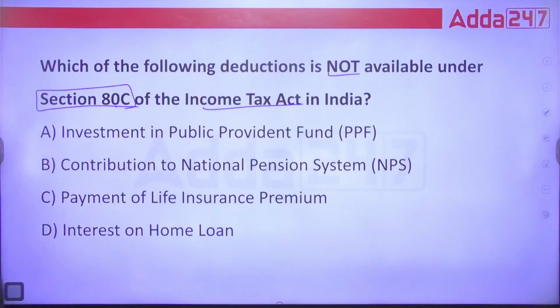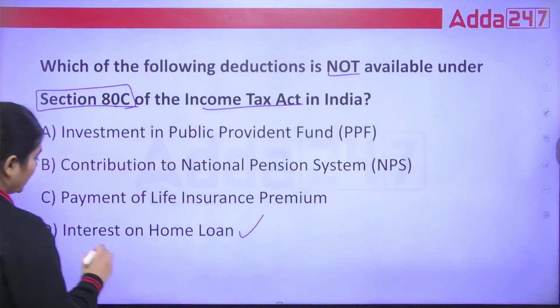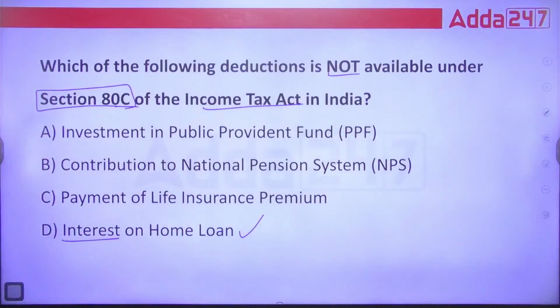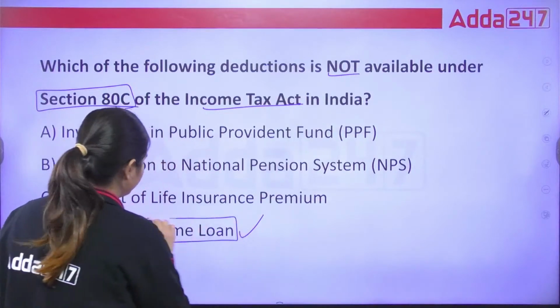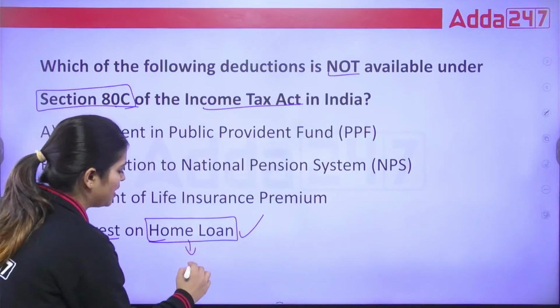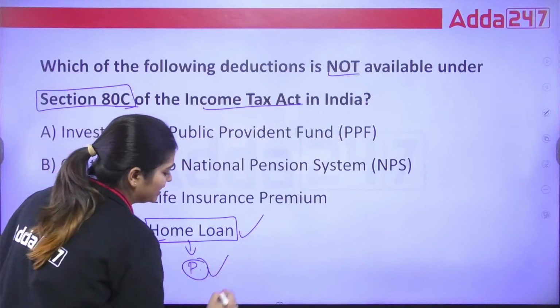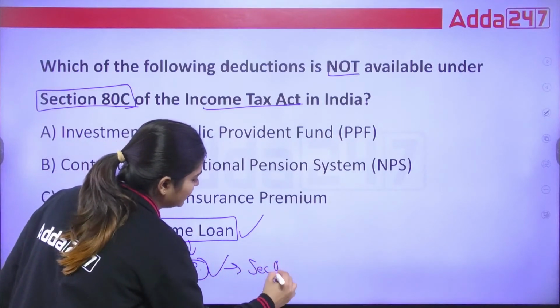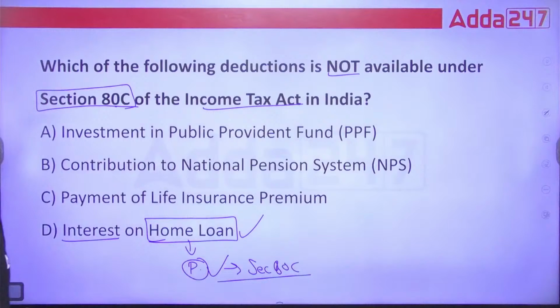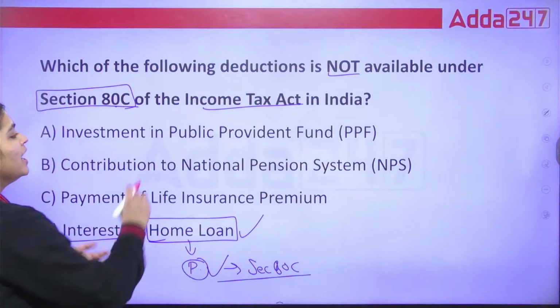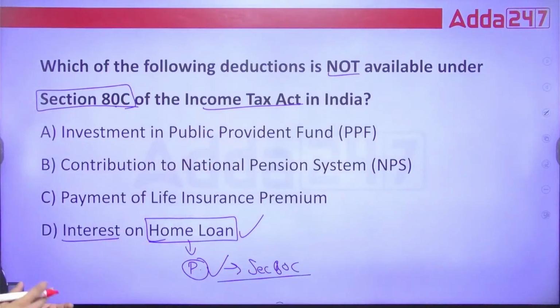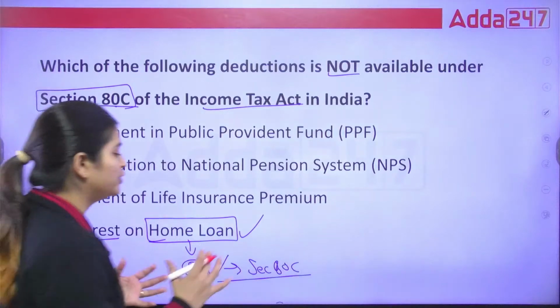Yes, the correct answer is option D. Interest on home loan will never be part of Section 80C. If you are paying the principal amount of the home loan, then you are going to get the deduction under Section 80C. Apart from the deduction of the principal amount of the home loan, whatever you are investing in PPF, NPS, LIC, you are going to get the deduction.